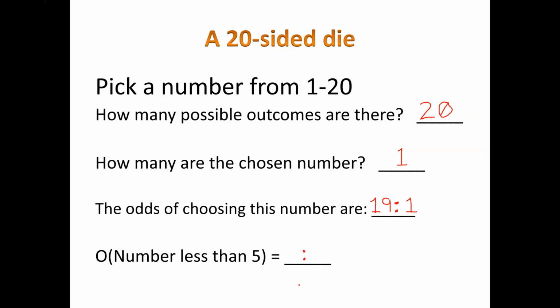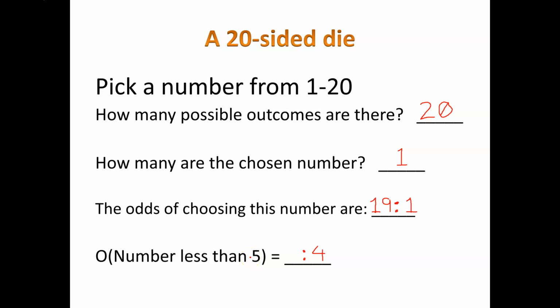Well, we win if we roll less than 5. So if we roll a 1, a 2, a 3, or a 4, we win. That's 1, 2, 3, 4 different ways to win. Winners go on the right. What about ways to lose?